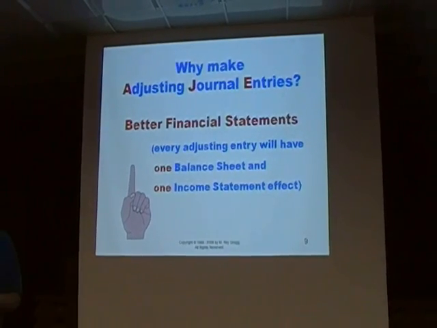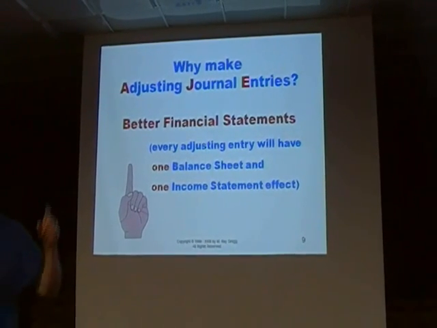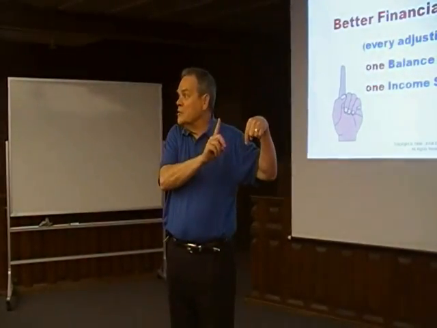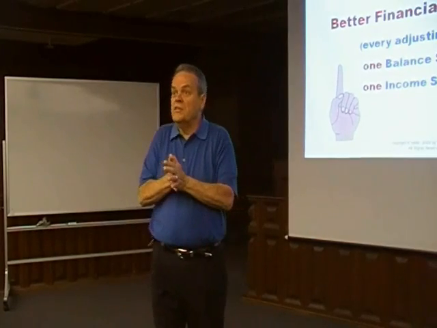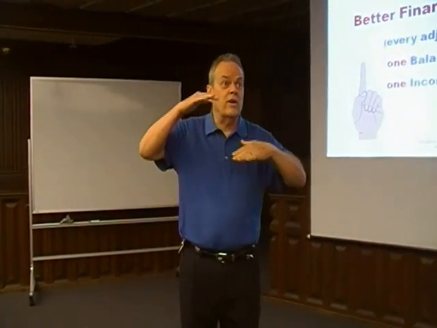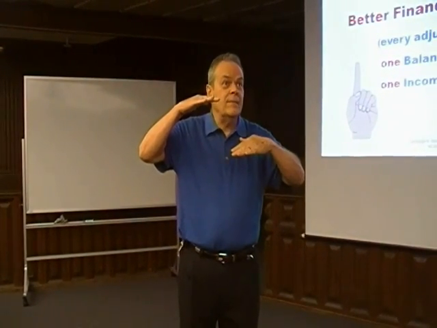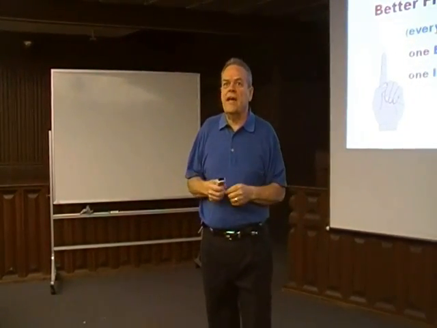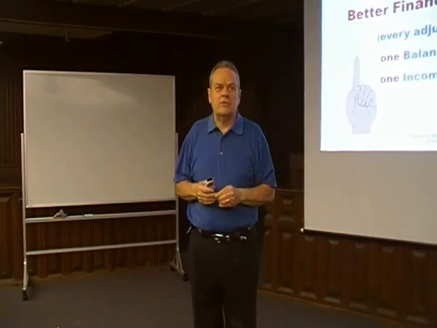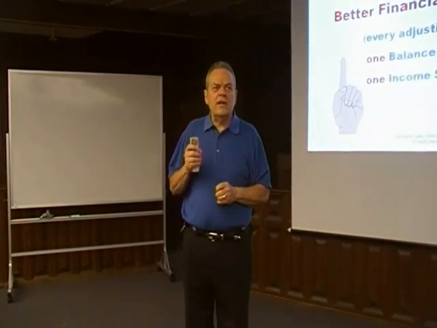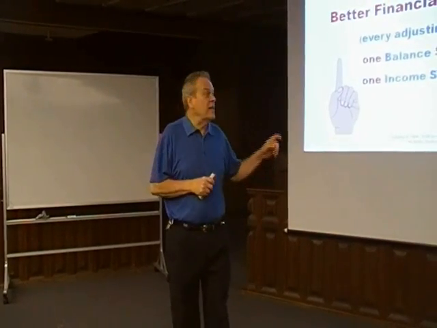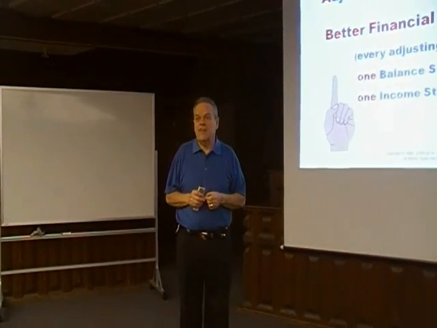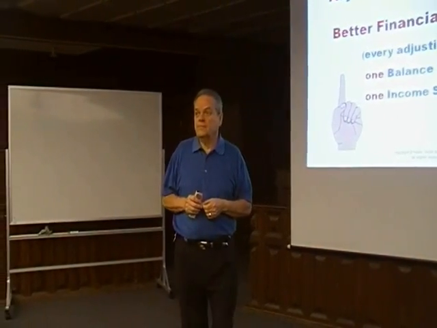In Chapter 1, I promised you that every business transaction would have two effects on the accounting equation, and they would balance. In Chapter 2, we discovered that every entry could be recorded with a debit and a credit minimum, and they would balance. And I'm here today to share a Chapter 3 promise with you. Every adjusting entry we make will have one balance sheet and one income statement effect. You can count on it.